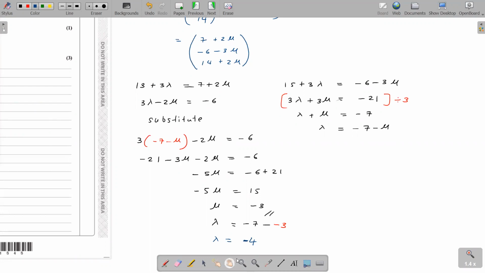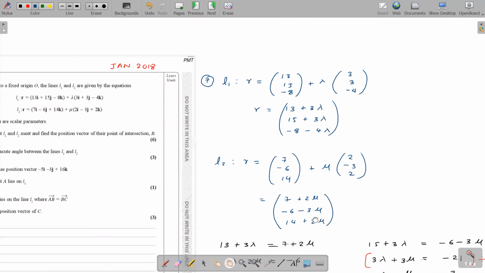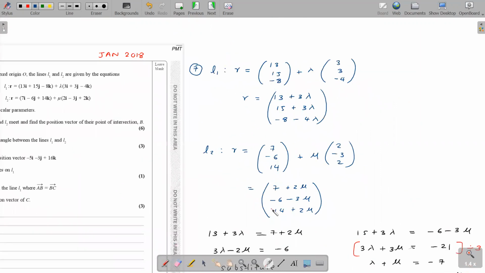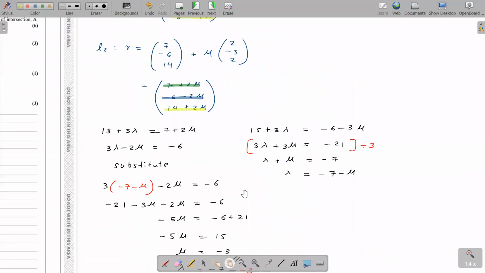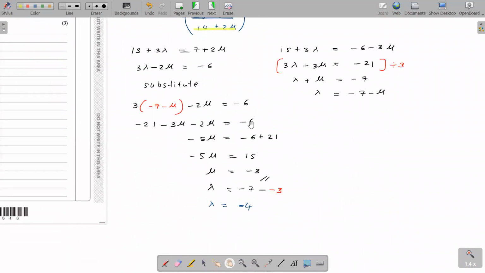Okay, so I have the lambda value and I have the mu value. Now, what do we do? How do we show that the lines intersect? So you equated the first two equations, using the first line and the second line. To show that they intersect, we go for the third equation. We take the z coordinate, the third coordinate, equate them, and then substitute the lambda and mu values we found from the first two equations. So what do we have here? Minus 8 minus 4 lambda.